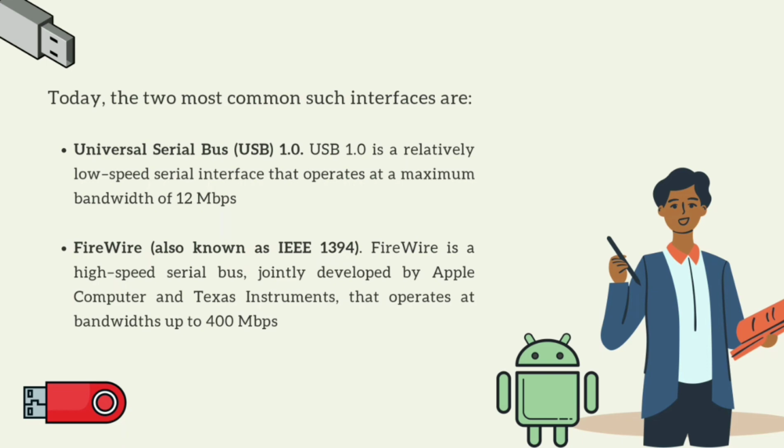And lastly, FireWire. This FireWire is also known as IEEE 1394. FireWire is a high-speed serial bus jointly developed by Apple Computer and Texas Instruments that operates at bandwidth up to 400 Mbps. It is also used for networking and to attach digital cameras and video devices to computers. The popularity of FireWire and the new USB 2.0 standard has prompted many manufacturers to offer combo cards that sport both a FireWire interface and a USB 2.0 interface.